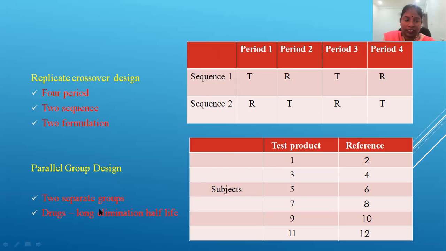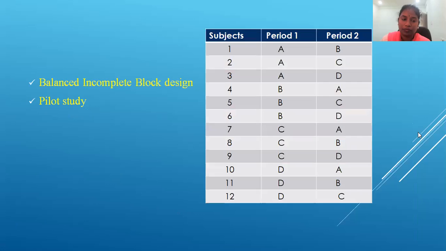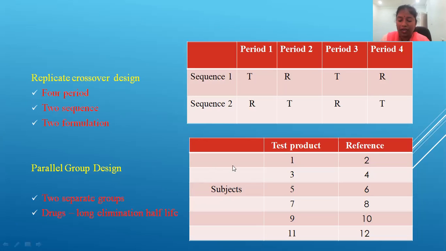Parallel group design is nothing but taking 2 separate groups and giving the test product to one and the reference product to the other. Two parallel groups means you are giving the test product and reference product in parallel, and observing, also taking the long elimination half-lives. That we call a parallel group design.